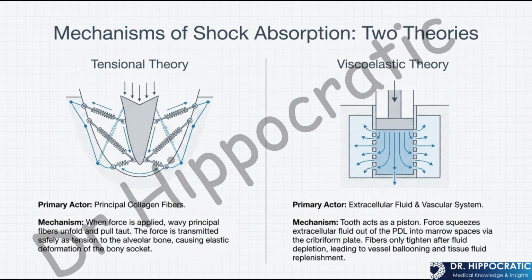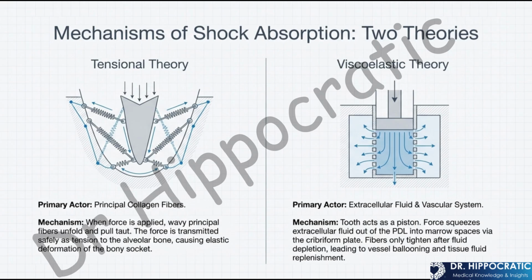Now coming to the next slide. This slide presents two competing scientific theories on exactly how this entire system achieves shock absorption, the tensional theory and the viscoelastic theory. The tensional theory is the more straightforward mechanical model, right? Yeah, it posits that the primary actors are the collagen fibers themselves. When force is applied, the wavy principal fibers unfold, pull taut, and transmit that force as pure tension to the alveolar bone. Causing the bone itself to elastically deform and bend just a little bit to absorb the impact?